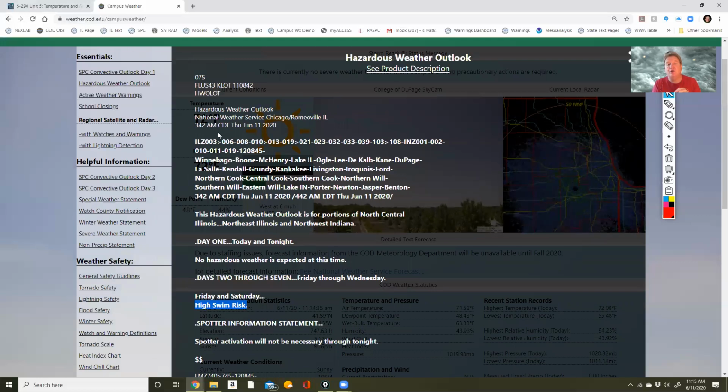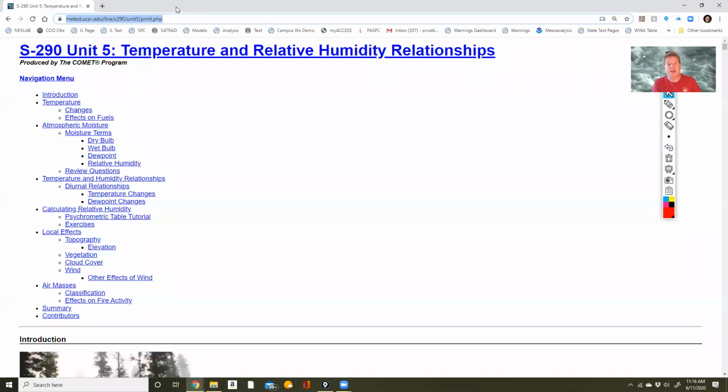But you need to know that the hazardous weather outlook is a 7-day forecast outlook to tell you what hazardous weather is expected. That is what you need to know for this test. The stuff on the worksheet that does NWS products, the lecture I'm going to give you on that is not on the test. But everything up to this point and this lecture on water vapor is going to be on the test. So let's start.